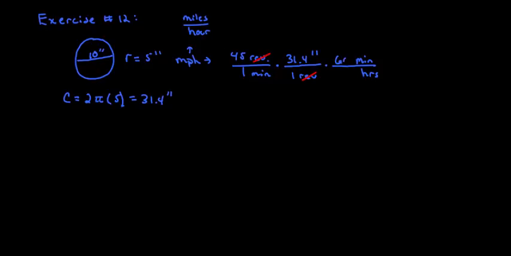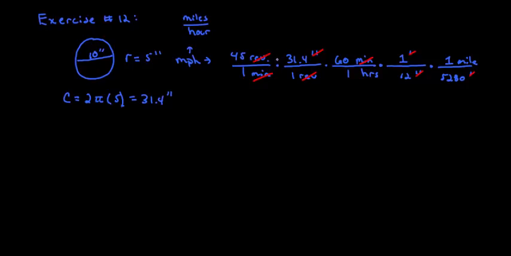So I know that there are 60 minutes in 1 hour, and that gets my minutes to cancel out. And so now I've got inches per hour. So we'll just keep going. We know that there are 12 inches in 1 foot. So now our inches cancel out. And we know that there are 5,280 feet in 1 mile. And so these are going to cancel out as well.